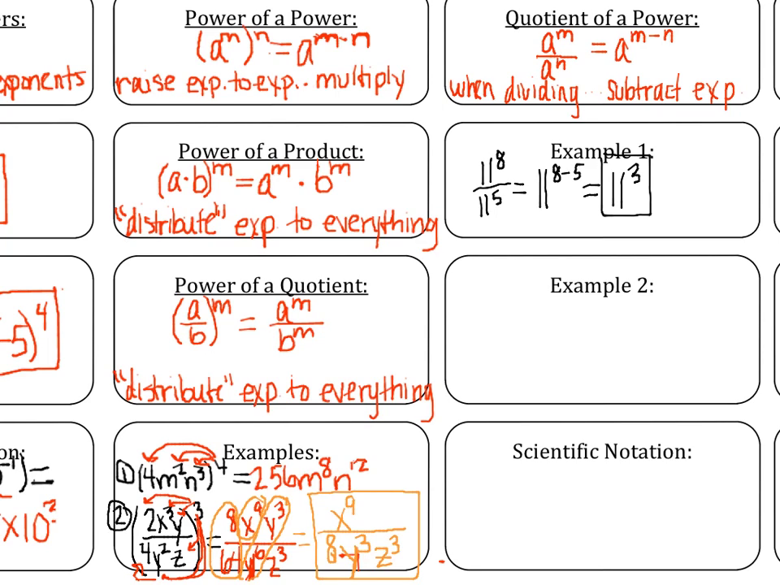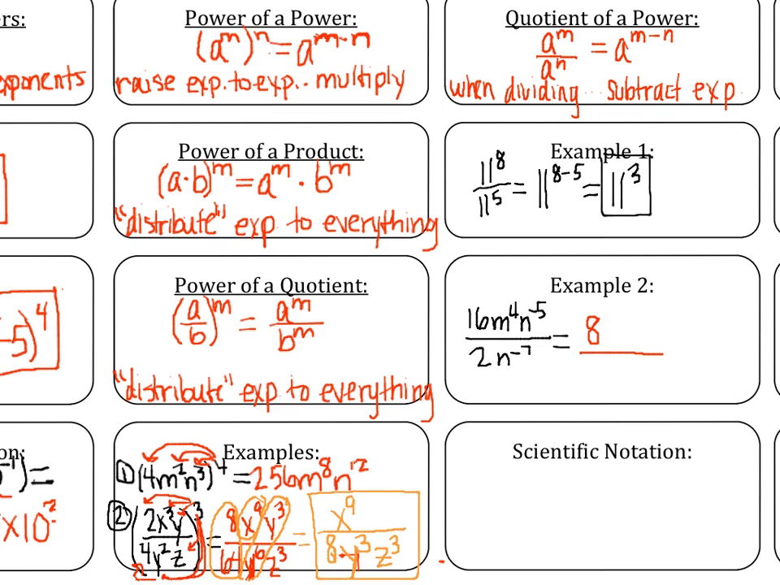For example 2, we have 16 times m to the 4th times n to the negative 5th power over 2 times n to the negative 7 power. So let's reduce this. 16 over 2 is just a plain 8, and that would go on the top. So if this is my fraction bar, that plain 8 would go on the top.